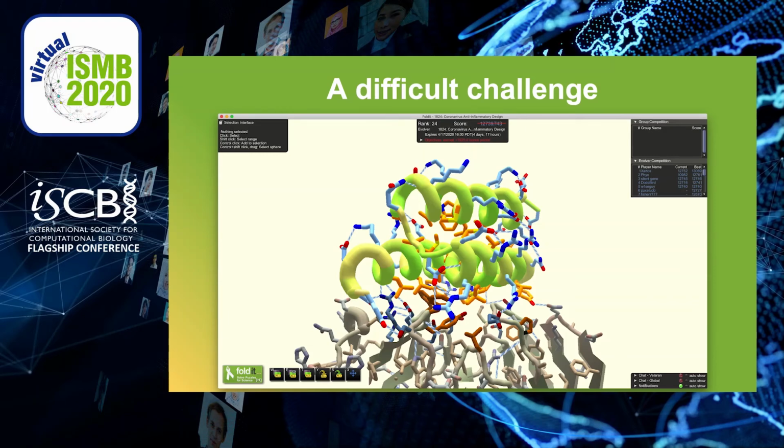But the other tricky aspect is that these designs have to fold up by themselves. Now this makes it non-trivial for citizen scientists who are looking for the ideal interactions, but then they also have to make sure that their model will fold by itself as well.